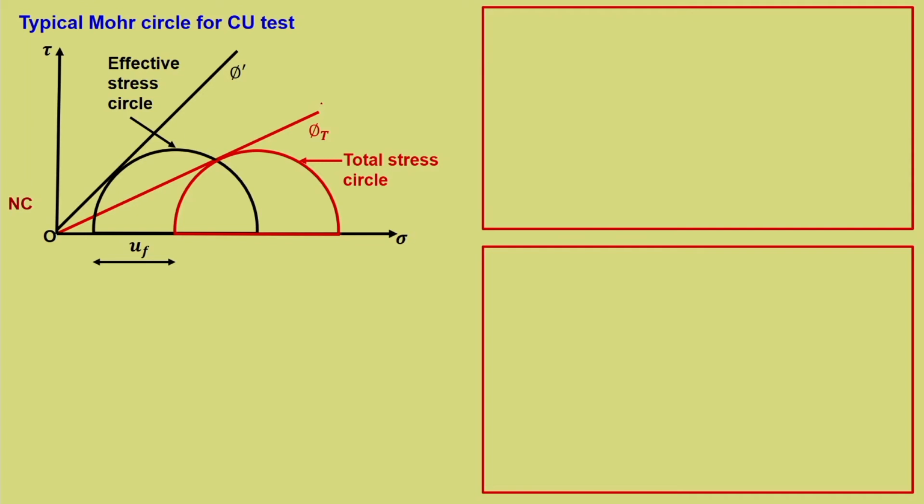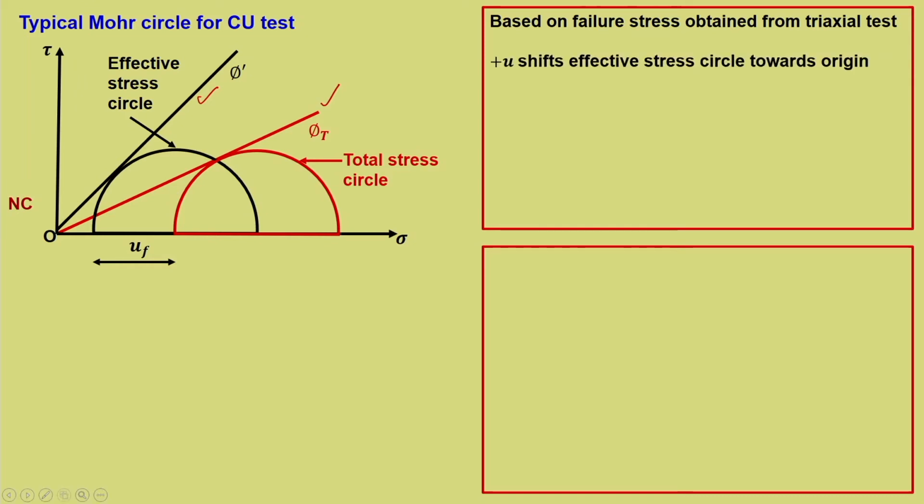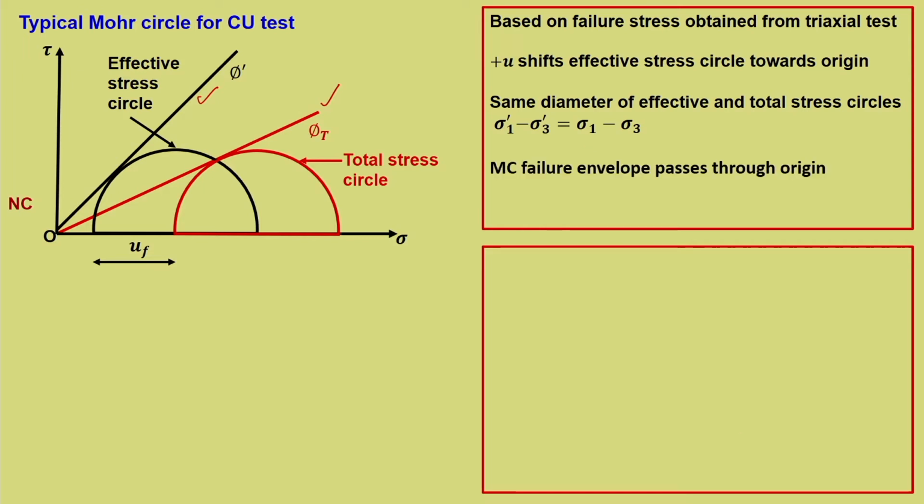Now, what is the implication of this line and this line? Let us see. Based on failure stress obtained from triaxial test, we have plotted this, minus U, because U shifts the effective stress circle towards origin, because we are subtracting it from the total stress. Same diameter for effective and total stresses because sigma 1 dash minus sigma 3 dash is equal to sigma 1 minus sigma 3. MC failure envelope passes through origin. Now, this is a very important information which you have to keep in mind.